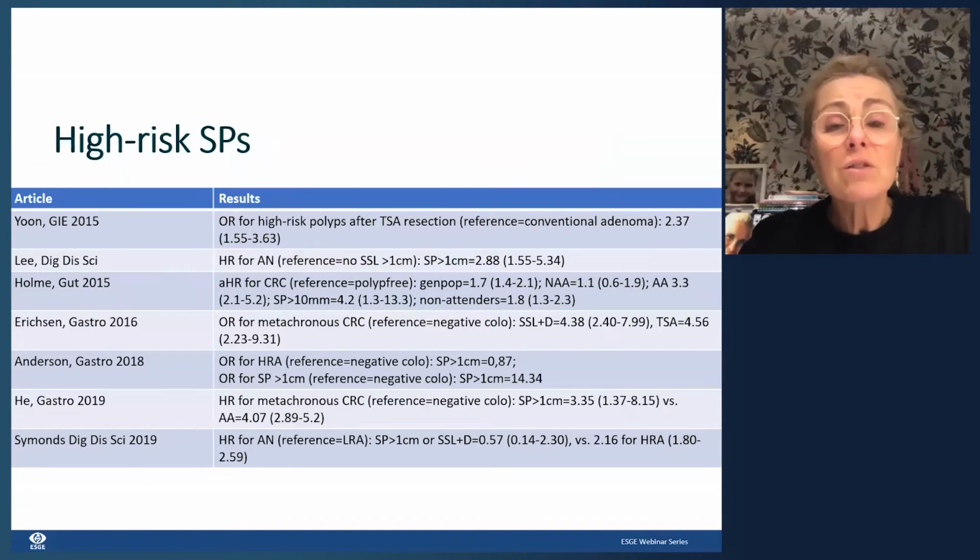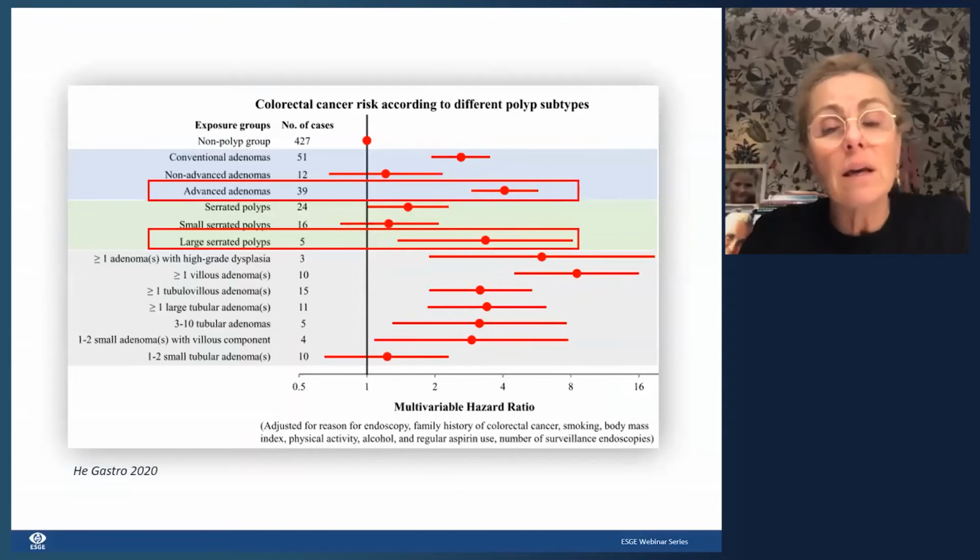So for the high-risk serrated polyps, there's also quite some evidence on the high-risk adenomas, high-risk serrated polyps, and also traditional serrated polyps. And again, I think it's nicely summarized in the same paper by Hay, and it shows that those patients with large serrated polyps are in about the same league as those with advanced adenomas. So what is a large serrated polyp? Well, probably again larger than 10 millimeters.